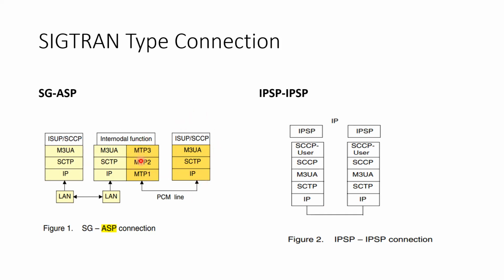So SS7 is here, MTP with PCM line. So if you have this kind of connection, this is the one that does the mapping between Sigtran and SS7.